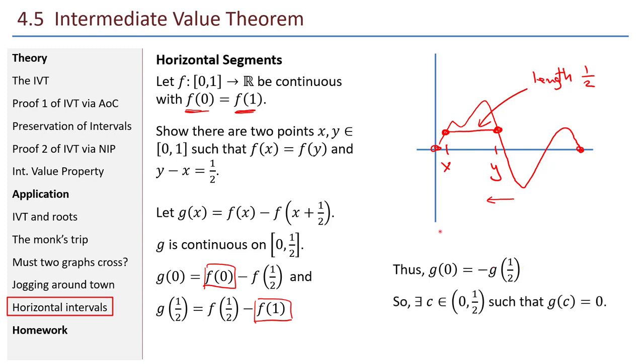In either case, we find that there must be some c in the interval from 0 to 1/2, such that g of c equals 0. Taking it back to f, that means that f of c, I'll call that c my x, is equal to f of c plus 1/2, there's my y, as needed.